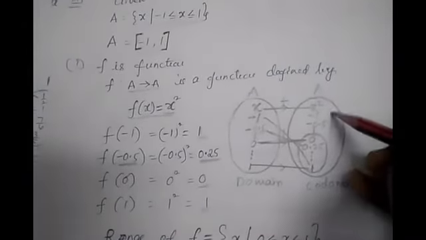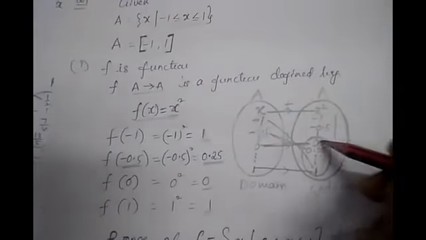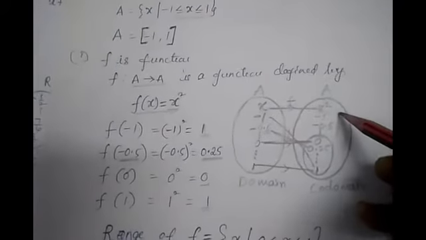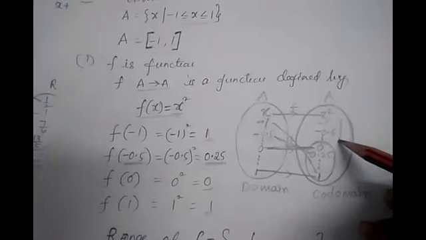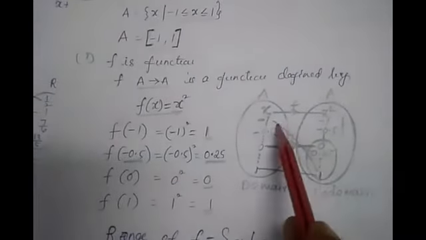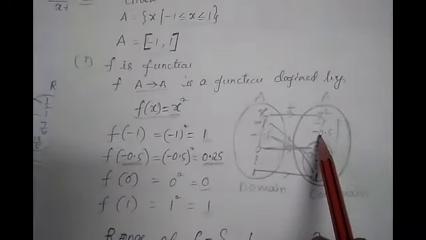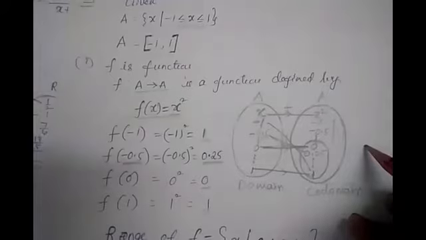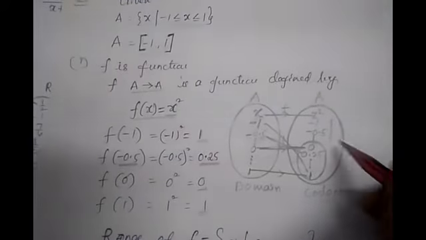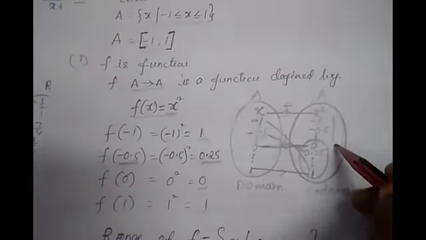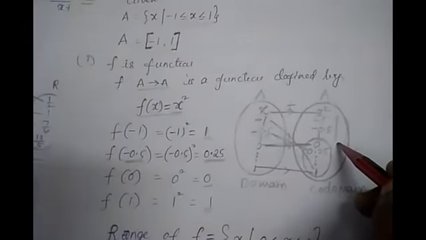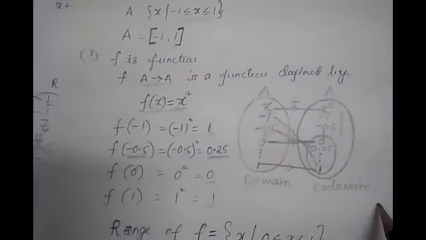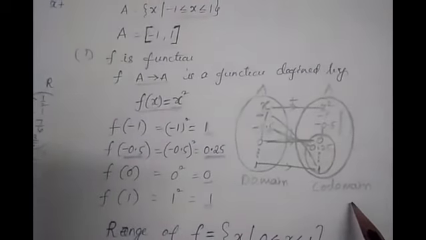That means all the negative values in the domain are mapped to positive values in the codomain. So there are no pre-images for the negative values in the codomain. Understand? For the negative elements in the codomain, there are no pre-images. That means negative values are left in the codomain. So the range of f can never be equal to the codomain.